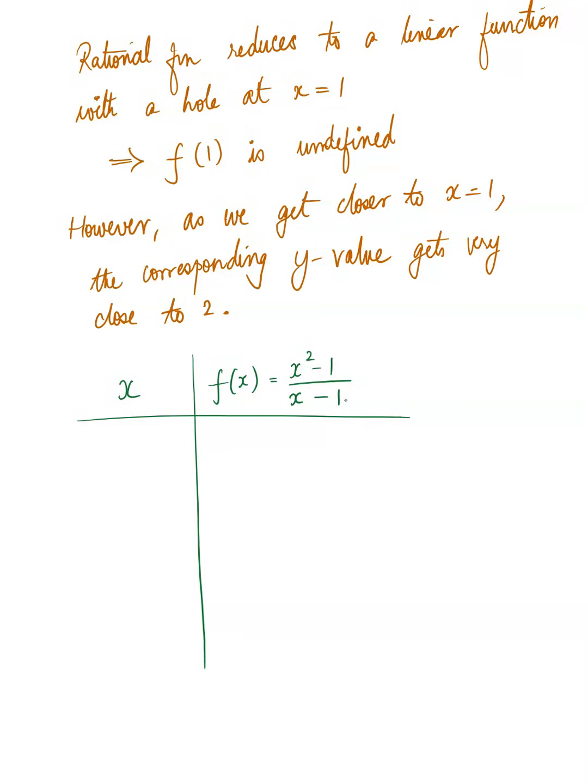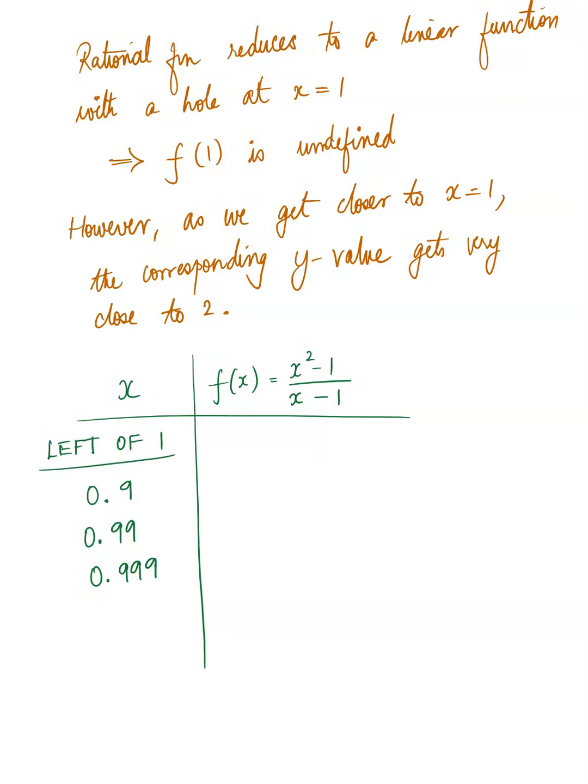So near x equals 1, we have x values approaching 1 from the left and approaching 1 from the right. So I'm going to get really close to 1 from the left. So I'll just say left of 1, then I am going to go with 0.9, 0.99, 0.999, because I want to get really close to 1.